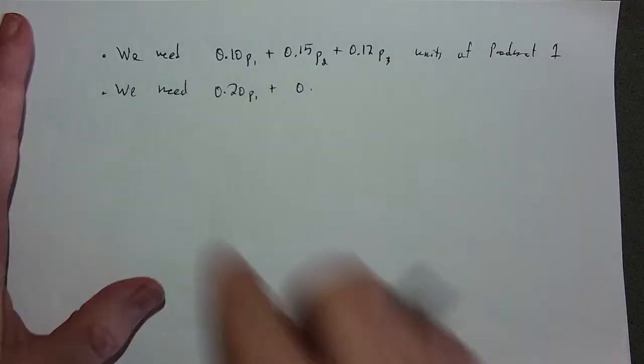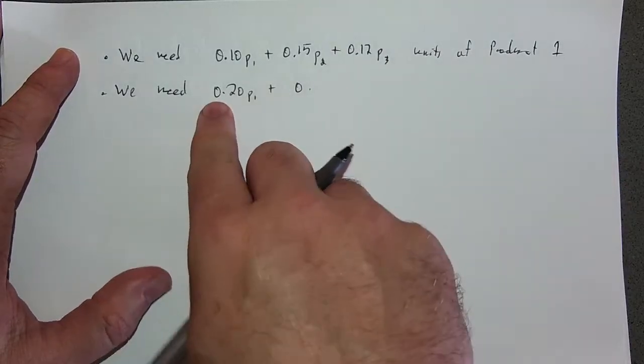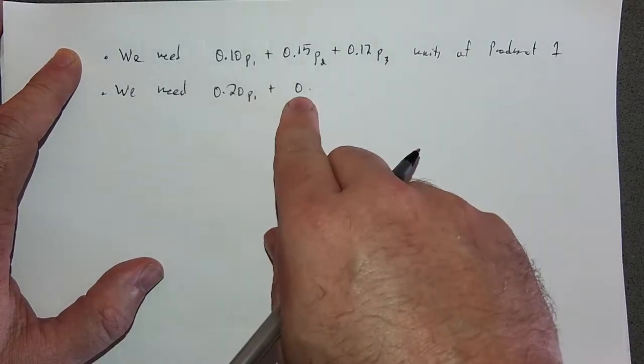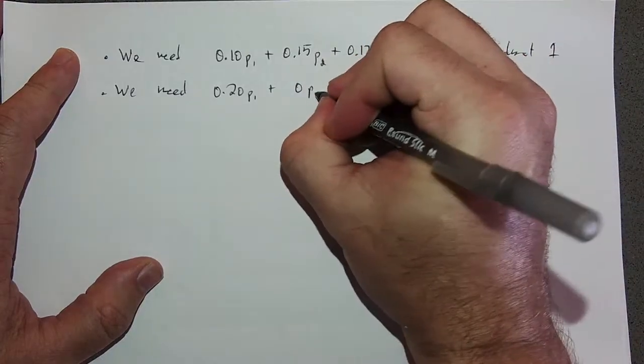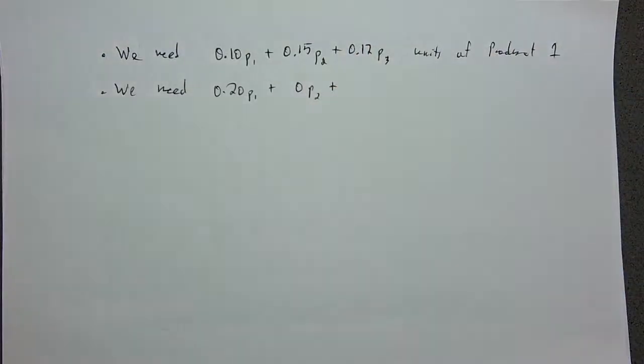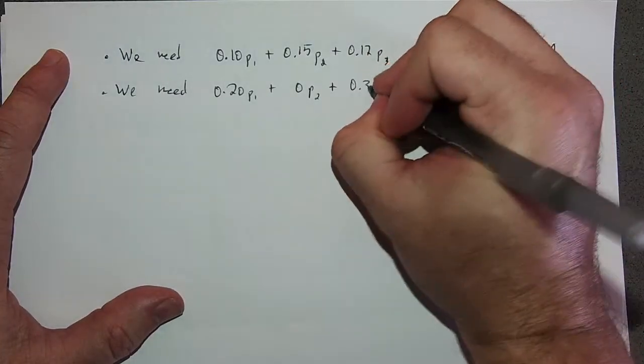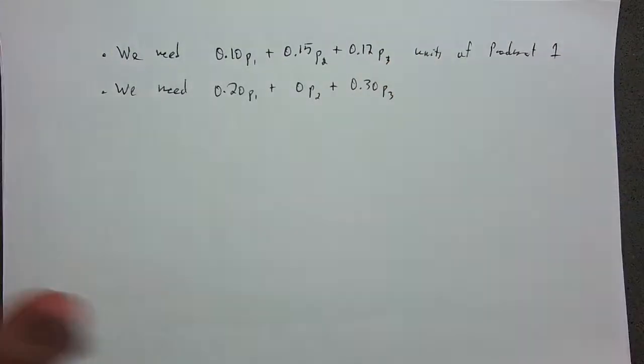Okay. For product 2, we need 0.20 P sub 1 plus 0 times P sub 2, because it did not require any of its own product in order to make this thing, plus 0.30 P sub 3 units of product 2.